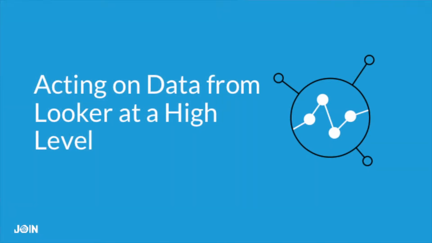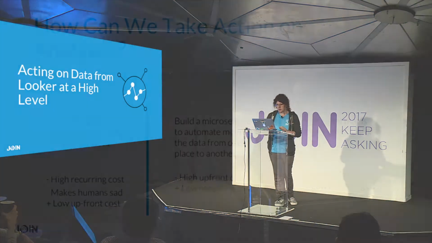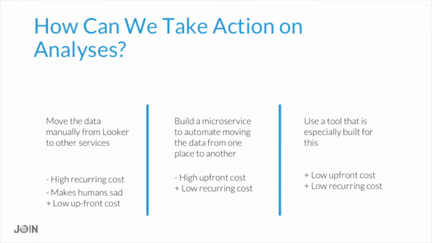We'll talk about acting on data from Looker at a high level right now, just kind of including everything that people are doing right now. The first thing that you have to do is move the data out of Looker. Most people are doing this manually right now, and unfortunately this has a high recurring cost, both in terms of time and in terms of what people have to do. And it makes humans sad, just because it's kind of rote, mechanical work, and it doesn't actually involve any meaningful analysis. The only benefit really is that there's a low upfront cost because you're not having to build anything, you're not having to do any work to get it there.